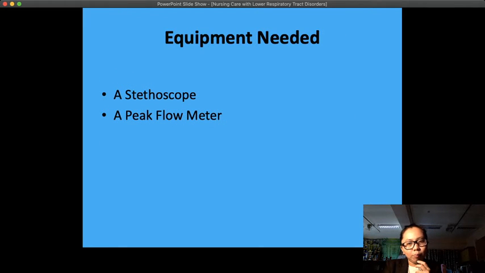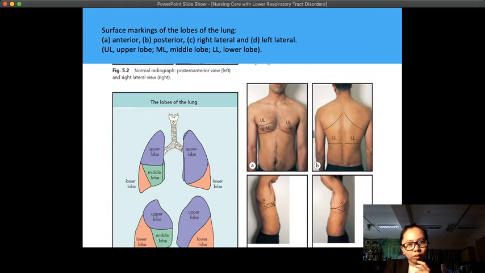Okay. So equipment needed: stethoscope, peak flow meter. So that one, upper lobe, middle lobe, lower lobe. Okay, so that's how it looks like. That's how it is divided. So this is the lower lobe. So dyan banda, ha, ang lower lobe, more or less in your fifth or sixth intercostal space. Okay, then upper lobe, and then this is the middle lobe. That's why we really have to be careful with our chest. Okay, because after our chest is the lungs.